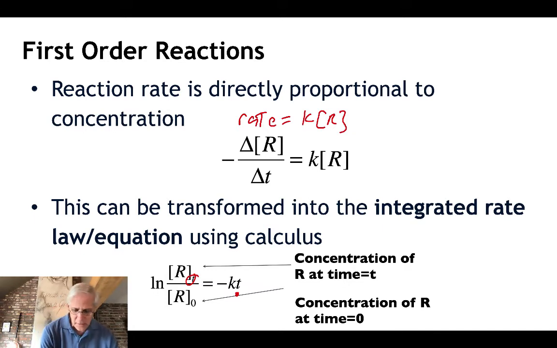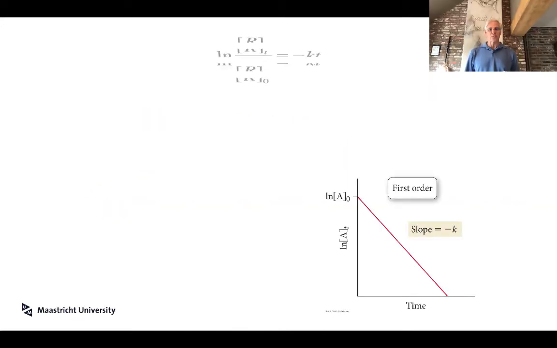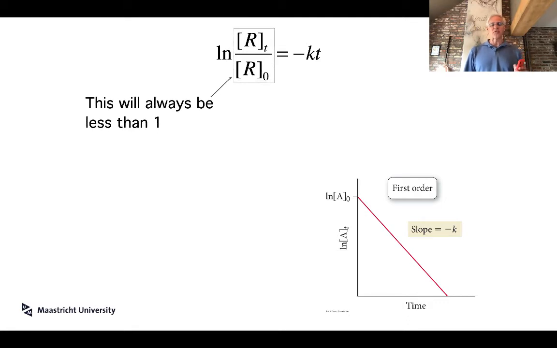Now, how did we get from here down to here? Like I said, we use a little calculus. I do have that derivation published, and I will put a link to the YouTube video that shows how you get from delta R over delta T equals KR down to the log form of that equation. The other thing we can do is plot that equation and put it into a linear form, as we see in the graph below.